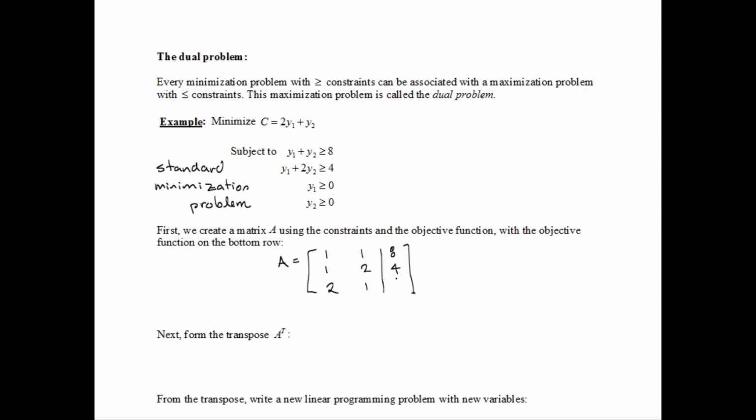So this entry right here doesn't quite line up with the others. Some people will put a 1 here, some will put a 0, some will put an asterisk. It doesn't matter. We'll still be able to do it.